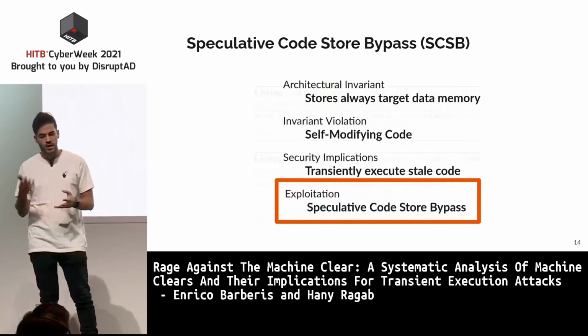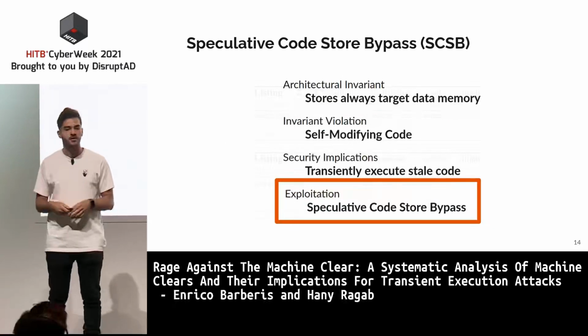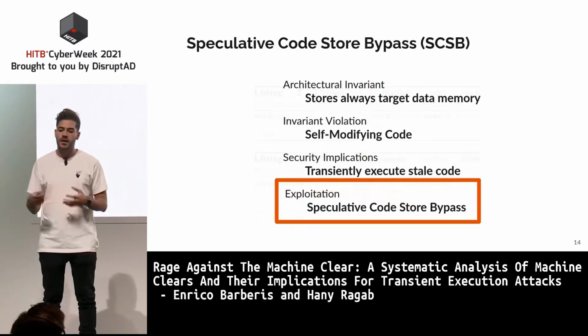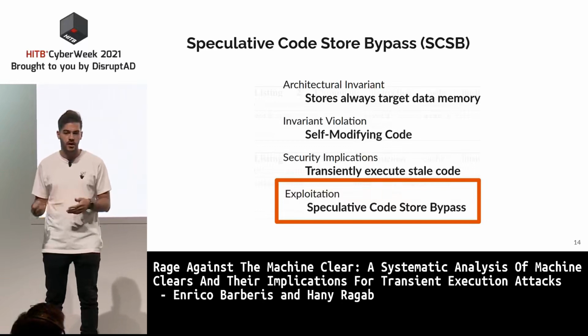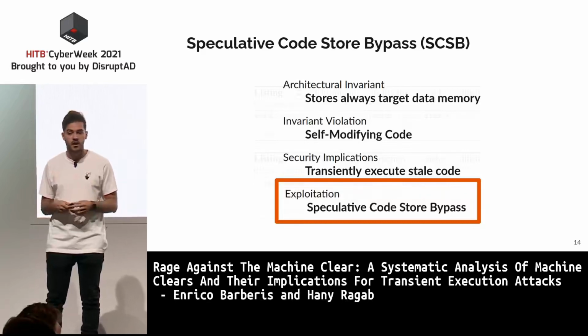So for exploiting SMC, we have speculative code store bypass, which allows an attacker to execute stale code, which is somehow similar to its architectural counterpart, the use-after-free attack primitive, where an attacker is accessing memory that is not referenced anymore.